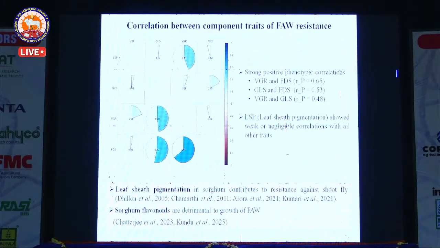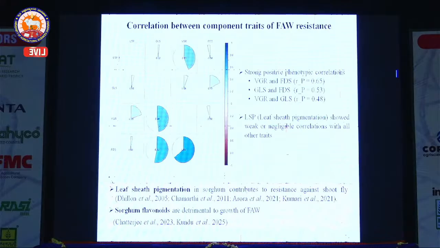And when coming to the correlation between the traits, vigor, glossiness and foliar damage score are moderately associated, but for leaf sheath pigmentation we got weak correlation. But earlier studies showed that leaf sheath pigmentation contributes to resistance to pests, and recently in sorghum, flavonoids are also shown to be detrimental to the fall armyworm.